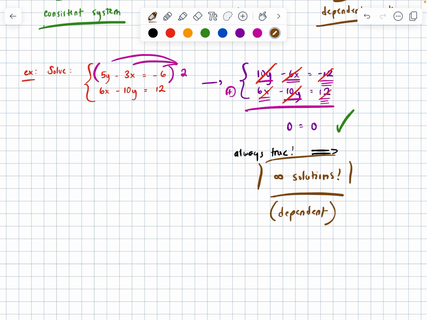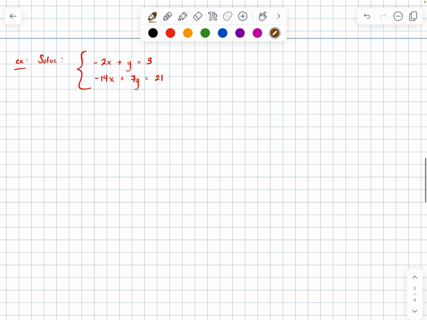Fantastic. Let's do 2 more for the road. Lock in the skill. Negative 2x plus y equals 3, negative 14x plus 7y equals 21. Tell me, is this consistent, inconsistent, or dependent? If it is consistent, let's find its point of intersection. Go ahead. Let's find x and y.